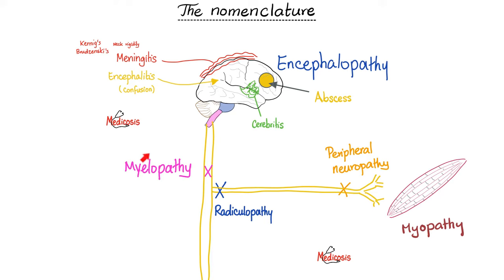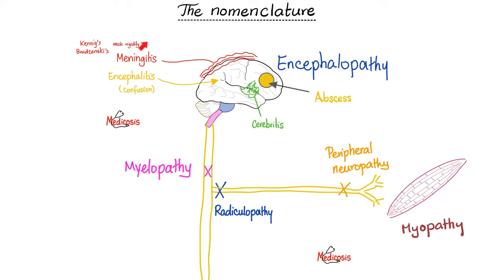Itis means inflammation, and myelo means the core. What core are you talking about? I'm talking about the spinal cord because it's in the core of your vertebral column. Then what is encephalopathy? Encephalopathy is any disease in the brain. Just like myelopathy could refer to any disease in the spinal cord.